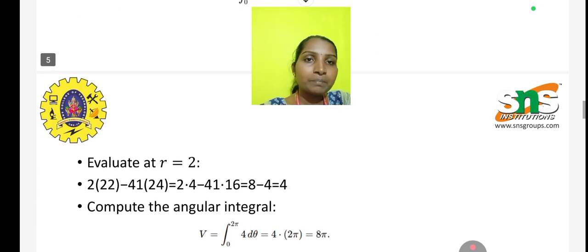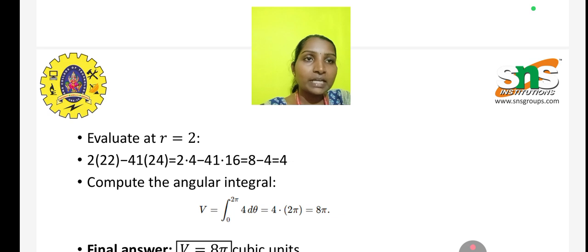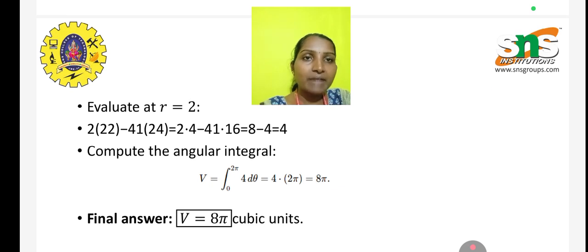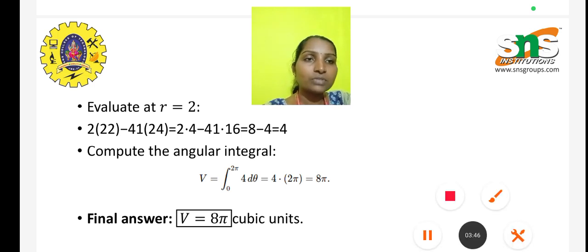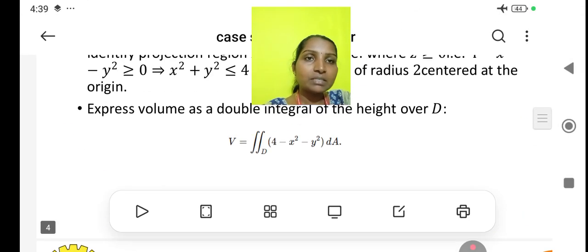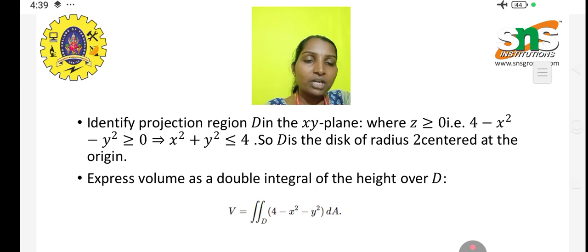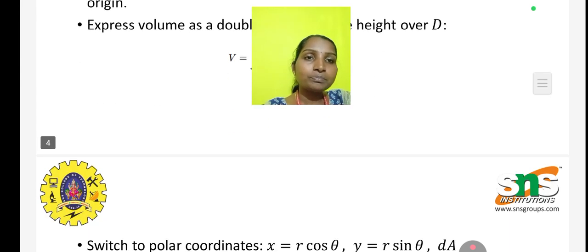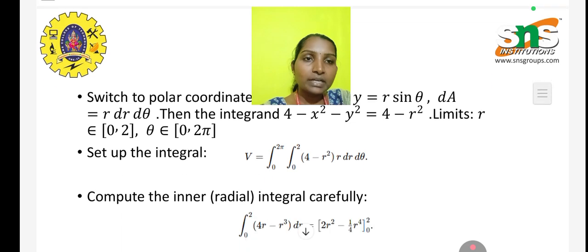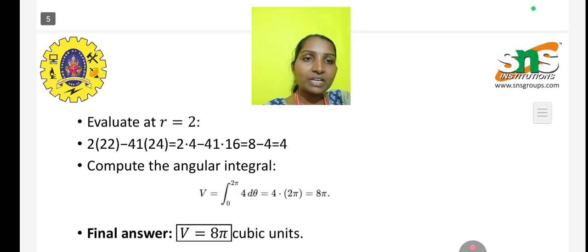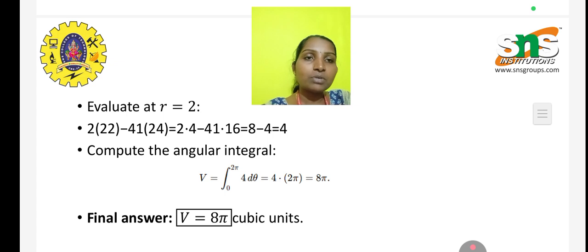When the radius of the disk r is equal to 2, we will have the values like this, which means on simplification the volume of the paraboloid under the plane z equal to 0 is 8 pi. So what we have done here is take this paraboloid and the plane and calculate the volume. Later we used polar coordinates and simplified the problem when r is equal to 2. Now we have got V is equal to 8 pi cubic units. This is what our volume shows.